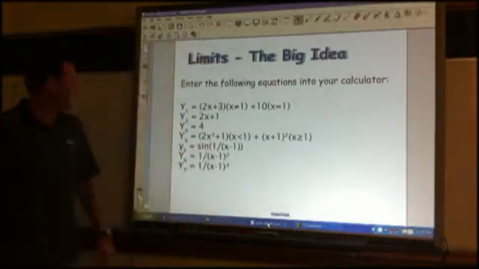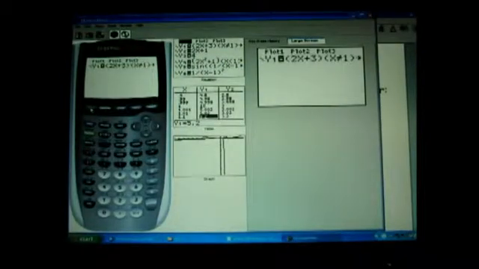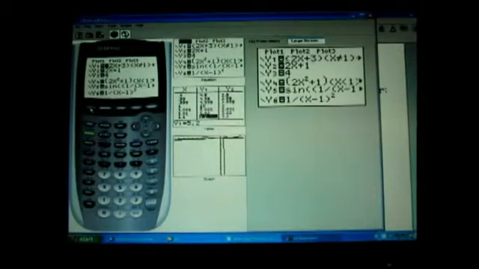All right, so if you guys are watching this, you want to enter these all into your calculator as your Y1 through Y7. But I'm just going to have you guys pause the video and do that if you want. I'm just going to move on. So here's my calculator, and I have them all in there already.